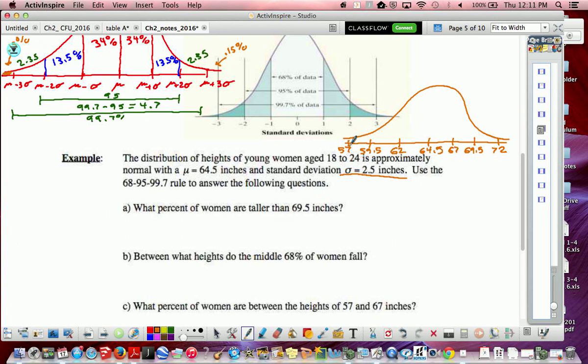So now, if I look at this first question, it says, what percent of women are taller than 69.5 inches? I can go right on my curve. Here's 69.5. I'm looking at this area right here. So if I'm looking over here at this curve with all the percentages, that's 2.35% and 0.15%, which is 2.5%.